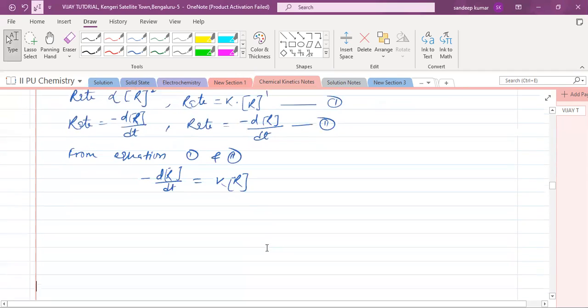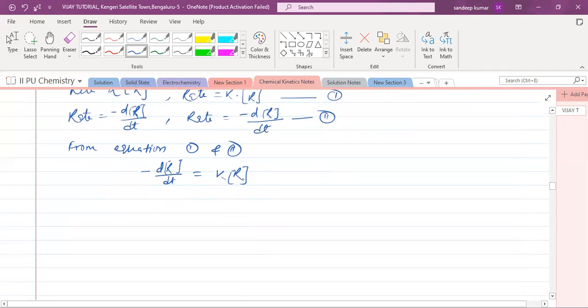Now what we can do here: this R you bring to the left hand side, dt you move to the right hand side. So we can write minus dR by R is equal to K into dt. When you cross multiply, dt into K, and R comes to the denominator, as it is in multiplication here, so it will come into division here. Let it be equation 3.